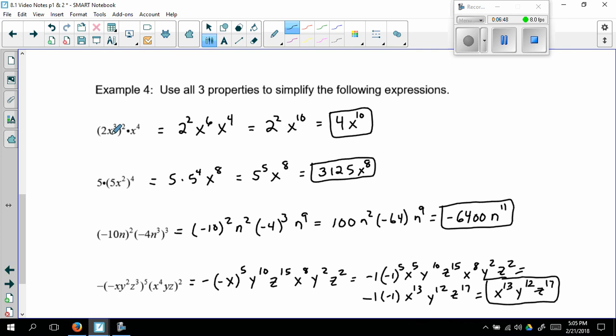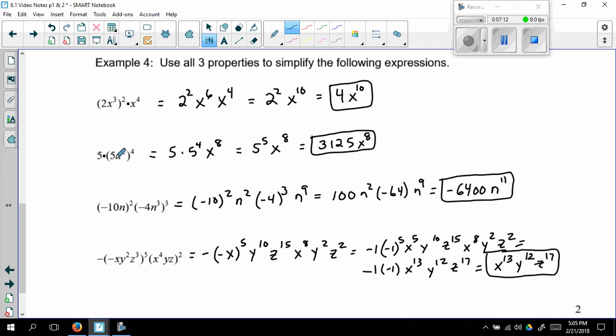So again, anytime I have parentheses and there's a power outside, that power impacts each thing inside as long as it's a product. So that 2 becomes 2 squared, and then x to the 6th, because I multiply, x to the 4th. Now with the x's, I have the same base, so I'm going to add them. So I get x to the 10th, and I can evaluate 2 squared as 4, so my final answer is 4x to the 10th.